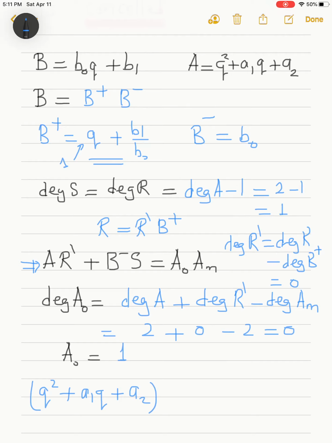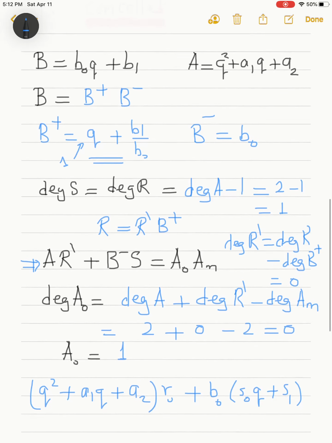R dash has degree 0, so it is just a constant R node, plus B minus, which is B node, times S, and S is of degree 1, so I'm going to assume a polynomial for S. I will take it as some constant S node times q plus S1. So this is a first order polynomial to represent S.